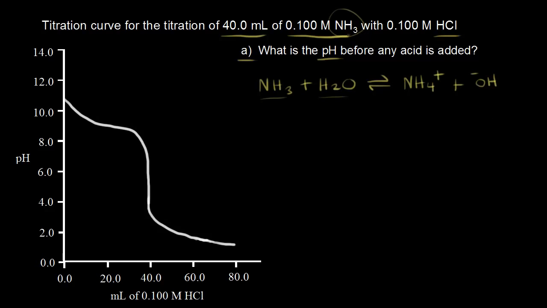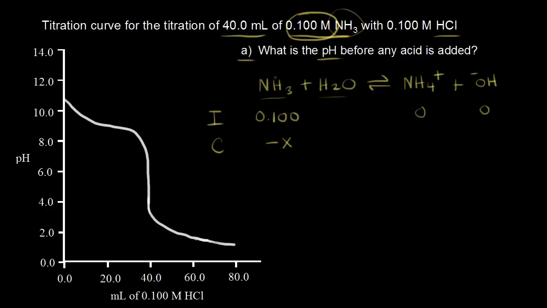Our initial concentration of ammonia is 0.1 molar. So right here we write initial concentration of ammonia, and that's 0.1 molar. And this is a weak base equilibrium problem, right? So we're going to assume an initial concentration of 0 for our products here. Next, we think about the change. So we're going to lose a concentration of ammonia. So a certain concentration of ammonia is going to react, and we call that concentration X.